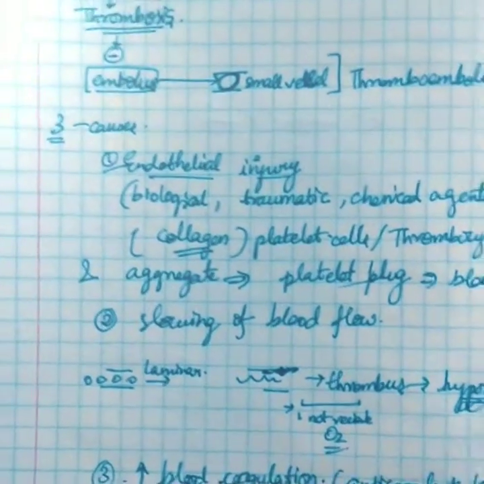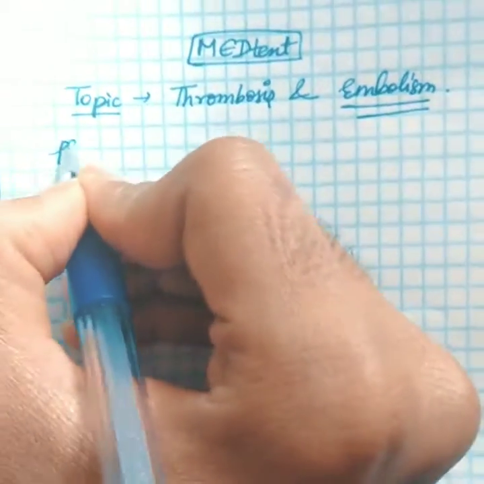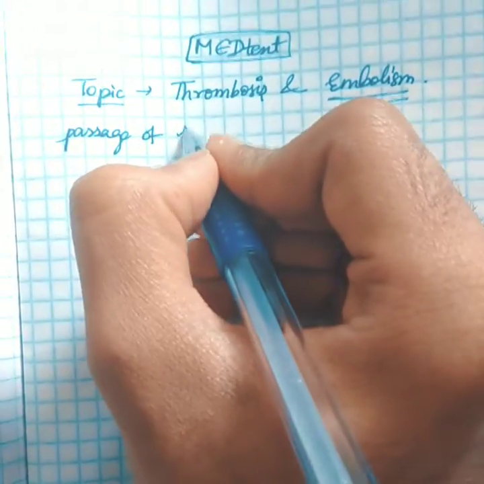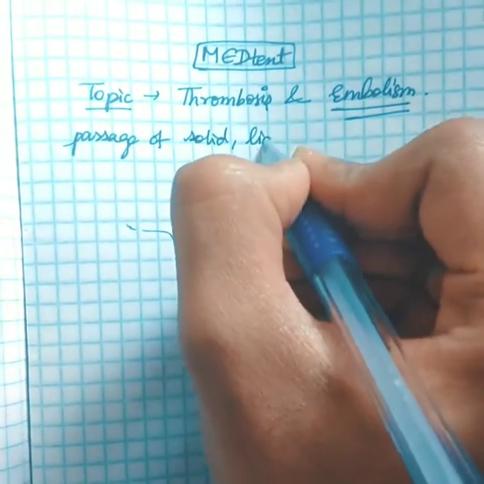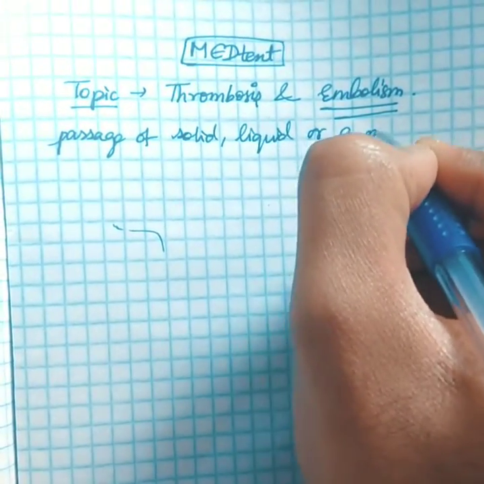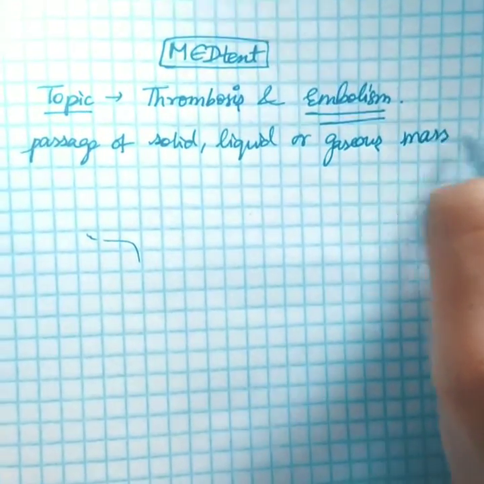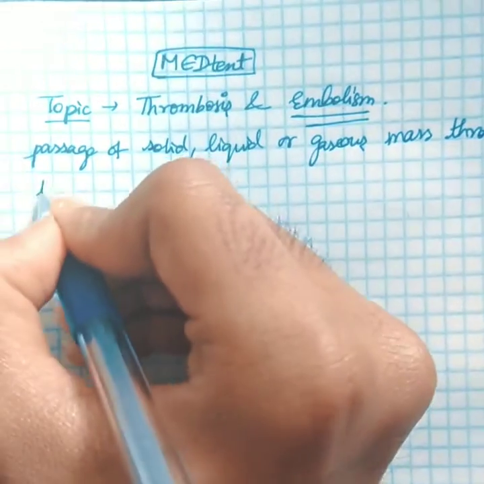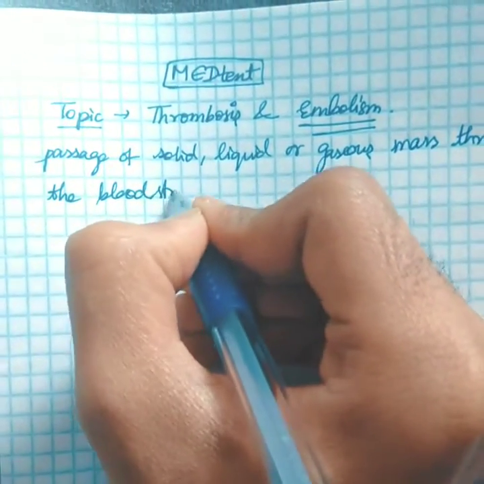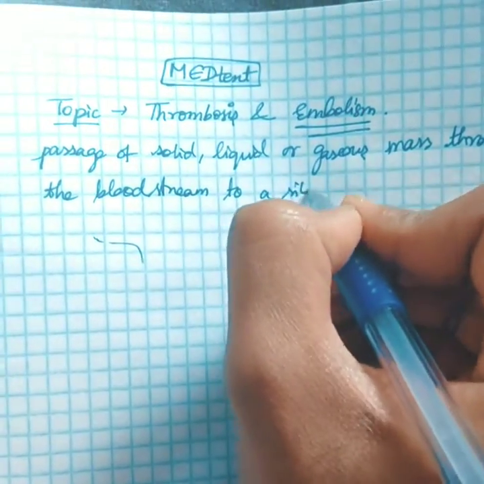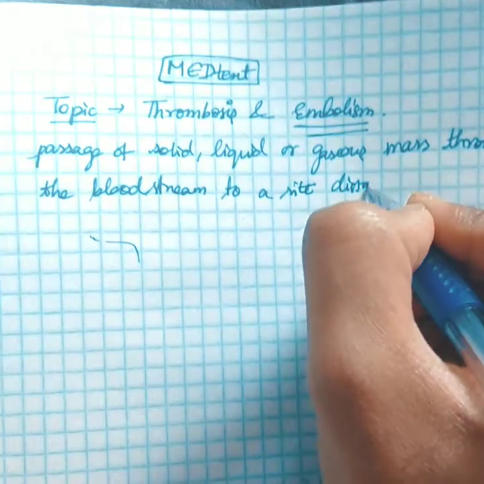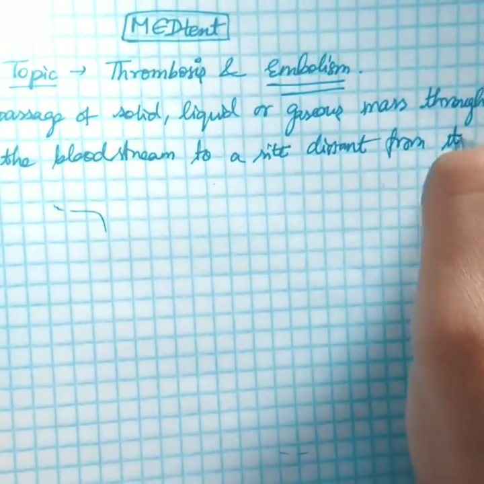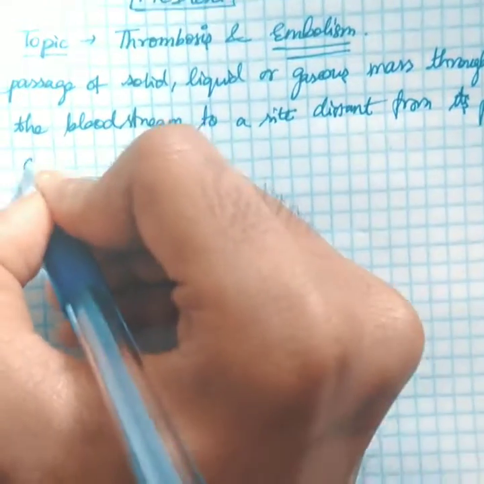So now let's move on to embolism. Here, embolism is the passage of solid, liquid, or gaseous mass through the bloodstream to a site distinct from its point of origin. You are understanding, right?